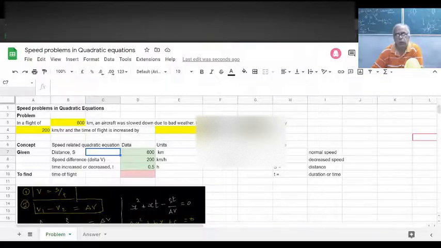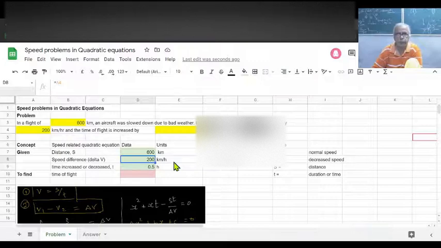Then the average speed was reduced by 200 kilometers per hour. It means the speed difference, it is not the speed. You must try to understand the complete meaning of that particular word. It is given as the speed reduced by, so it means there is a change in the speed. The change in speed, either increased or decreased, we can simply put delta v, given here as 200. We can make a note of it, and always maintain the units also. For the distance it is kilometer, and for the speed difference it is kilometer per hour.